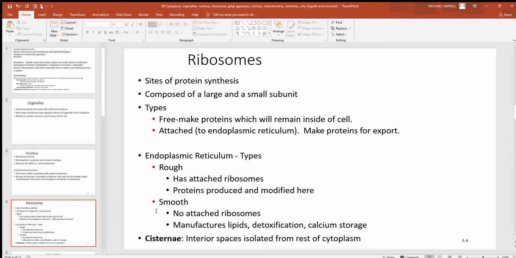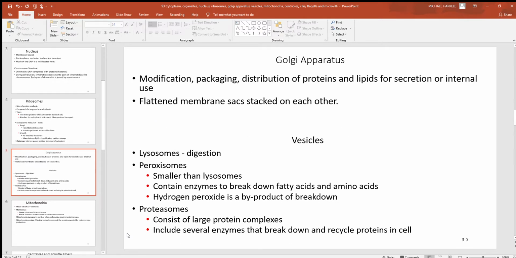The smooth endoplasmic reticulum looks smooth because you don't see the tiny little ribosomes all over the surface. And without ribosomes, they'll have nothing to do with protein production. The smooth endoplasmic reticulum is all about making lipids, detoxification, and calcium storage. And you'll see more of that calcium storage when you get to things like muscles and how they work. You'll also see within these endoplasmic reticulum the cisterna, interior spaces to the inside.